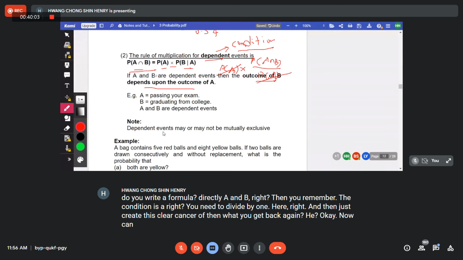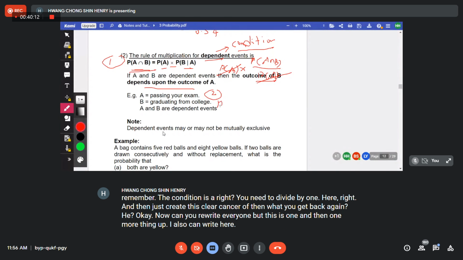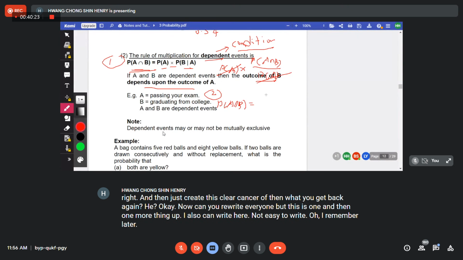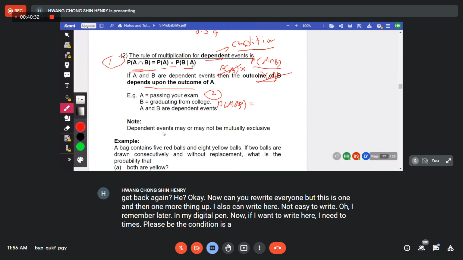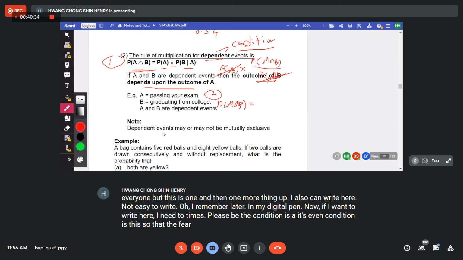Okay, now can you rewrite, everyone, what this is one, and then one more thing. I also can write PA and B. Sorry, I think you have to bear with me, not easy to write in my digital pen. Now, if I want to write PA and B, I need to times PB, the condition is A. See, the condition is A, so that the PA and the PA can cancel out.